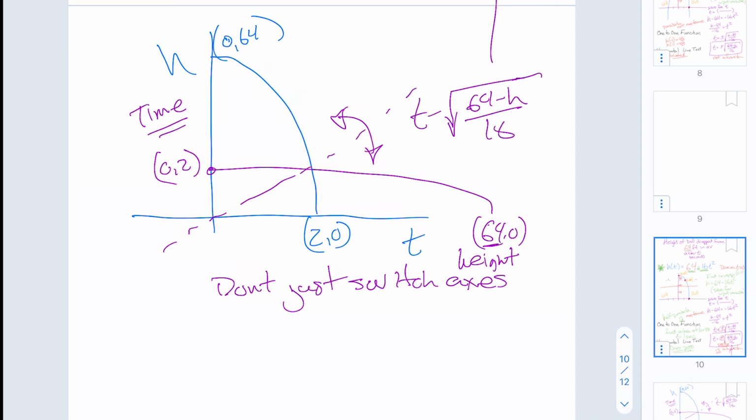So you can't just abstractly flip the graph if the variables have concrete meanings, if they have height and time, or cost and number of units sold, or whatever the input and output are. If it's a practical problem, you don't actually want to flip the axes, but you can think about them in that way.